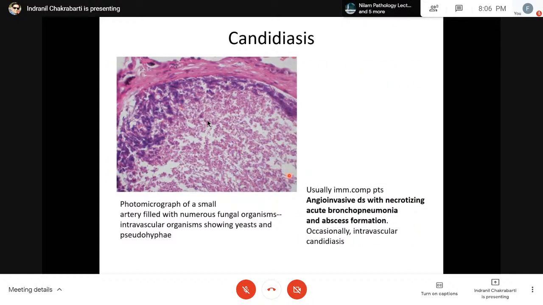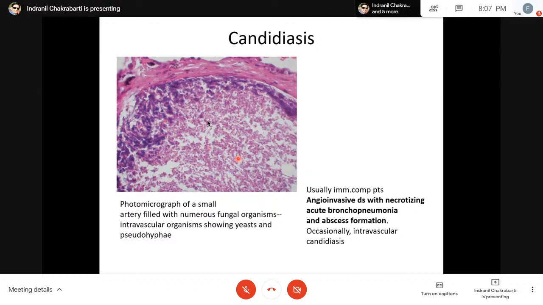Candidiasis is dangerous because it usually affects immunocompromised patients, and there is angioinvasive disease with necrotizing acute bronchopneumonia and abscess formation, and it can occasionally be present only intravascularly. Here you can see a small artery. It is filled with numerous fungal organisms.